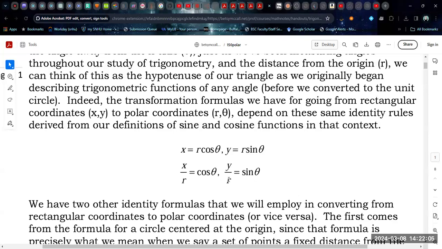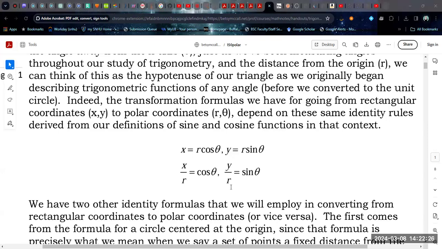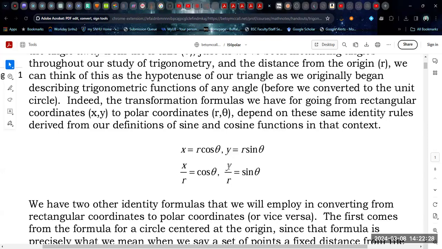Now, it is also sometimes useful to think about this in terms of the triangle. So x was our coordinate in the x direction. R was the hypotenuse of our right triangle. That gives us adjacent over hypotenuse, which gives us cosine. Similarly, these are derived from our sine definition. The opposite over the hypotenuse gives us the sine. And so we've simply rearranged these for x and y.